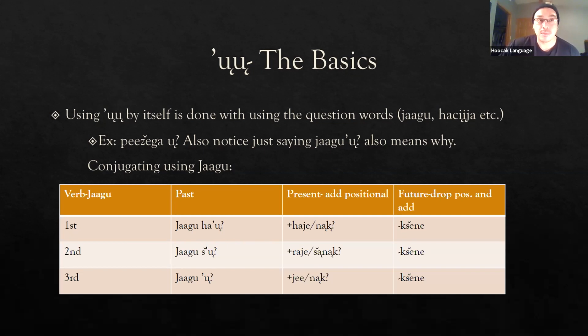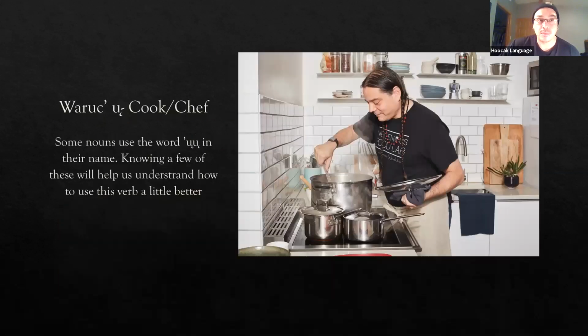Okay, so some nouns use the word in their name. Knowing a few of these will help us use this verb a little better. One example is waruch, which could be a cook or a chef. So in occupation, if you are a cook or a chef, that's how you work it in Ho-Chunk.